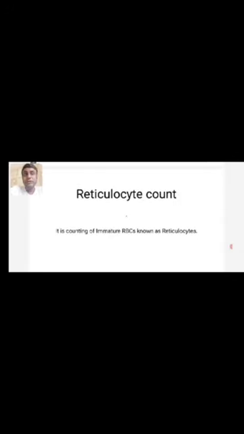When you do a reticulocyte count, it is just counting of immature RBCs, which are known as reticulocytes. The formula for calculating the retic count percentage: the number of reticulocytes you are able to count among 1000 RBCs, divided by the total number of RBCs counted, that is 1000, into 100.